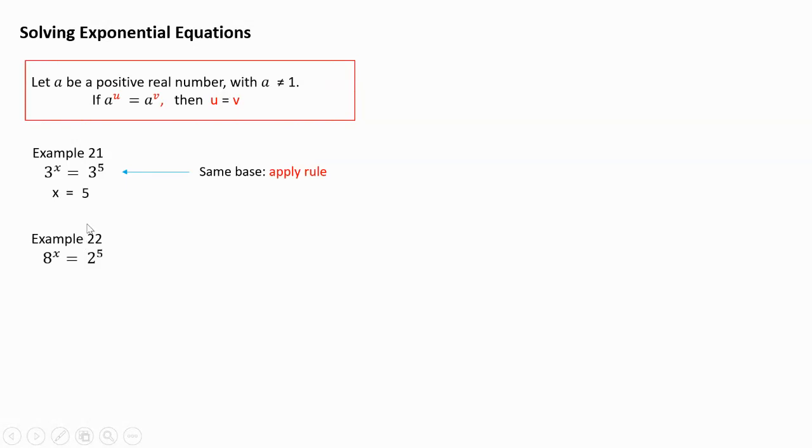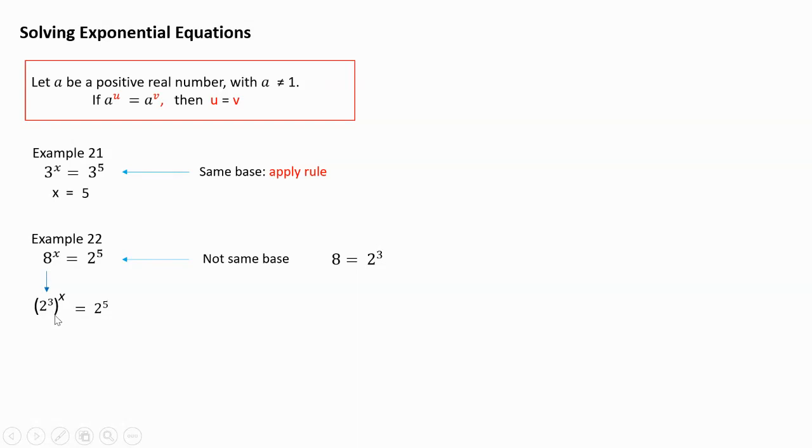Now, look at example 22. If you notice, the bases are not the same, so we have to make them the same. Okay? Not the same base. We should know that 8 is equal to 2 cubed. Why do we want to put the 2 cubed? Because the right base is a 2. So 8 is equal to 2 cubed, so I'm going to replace the 8 with 2 cubed. And then we bring down the x as the exponent.